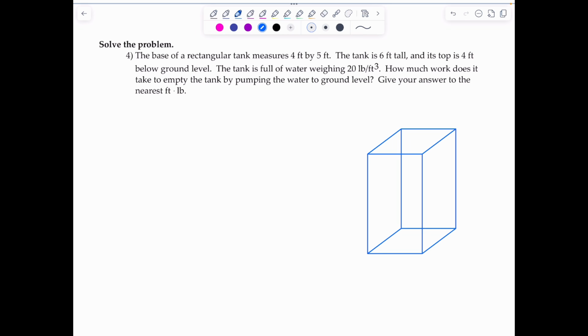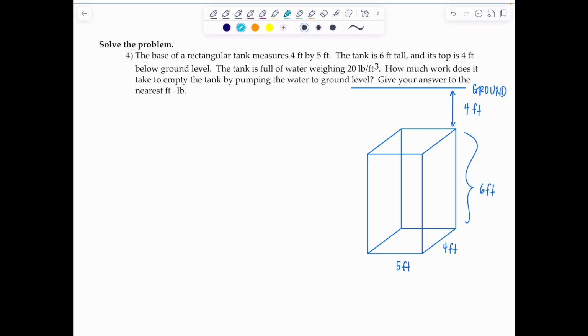It is 4 feet by 5 feet, and it's 6 feet tall. And then the top is another 4 feet below ground level. Yes, 4 feet there. This is the ground. And it is full of water. It's full to the brim. They gave me the weight density of water. How much work does it take to empty the tank by pumping the water to ground level? Give your answer to the nearest foot-pound.